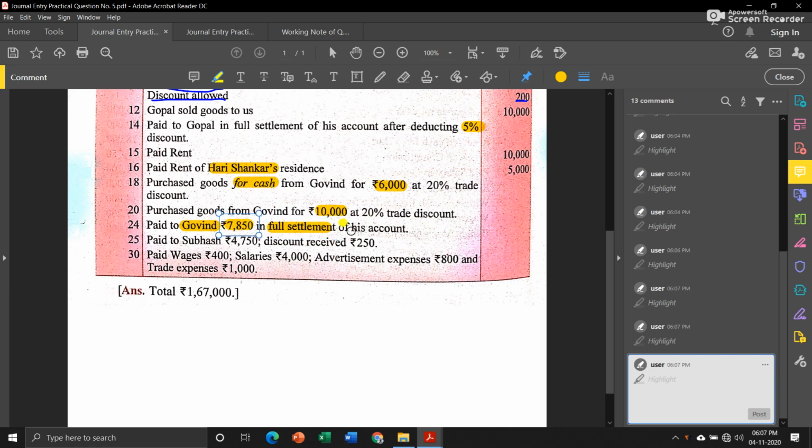Okay, he paid 7,000, we paid 7,850 in full settlement of his account. That means no matter how much we were supposed to pay him, we paid him 7,850, and if there is any remaining amount, that will be treated as discount. Okay, so let us see the working note.